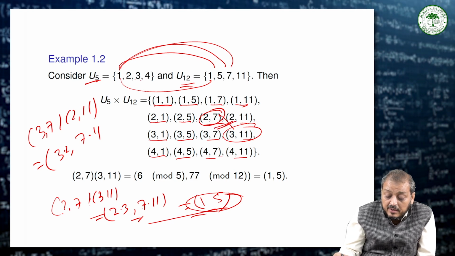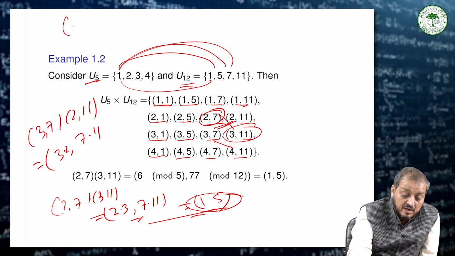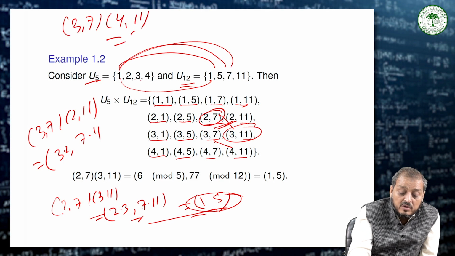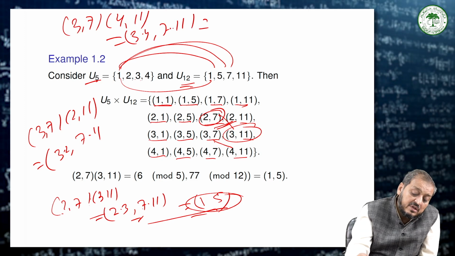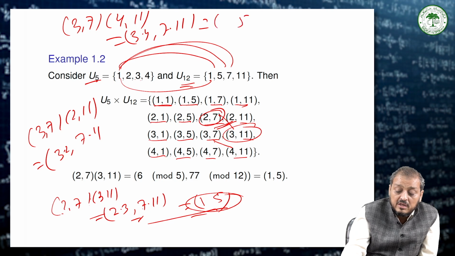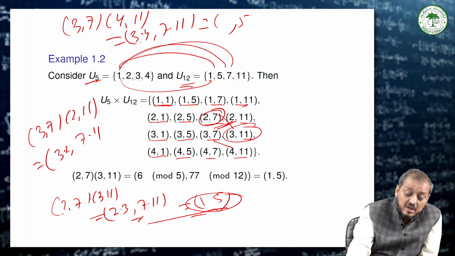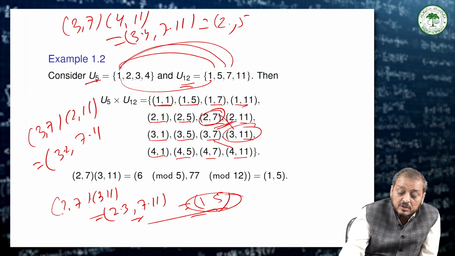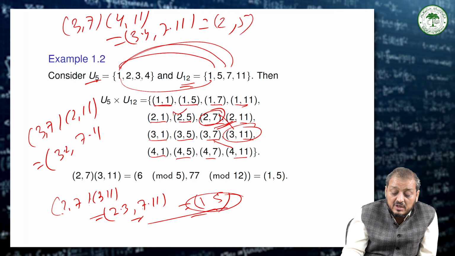For example, you take (3,7) and (4,11). Now you have 3 into 4, and 7 into 11. 7 into 11 under multiplication modulo 12 is again clearly 5. And 3 into 4 is 12, which modulo 5 is 2. So in this case we get (2,5), and (2,5) is also here.